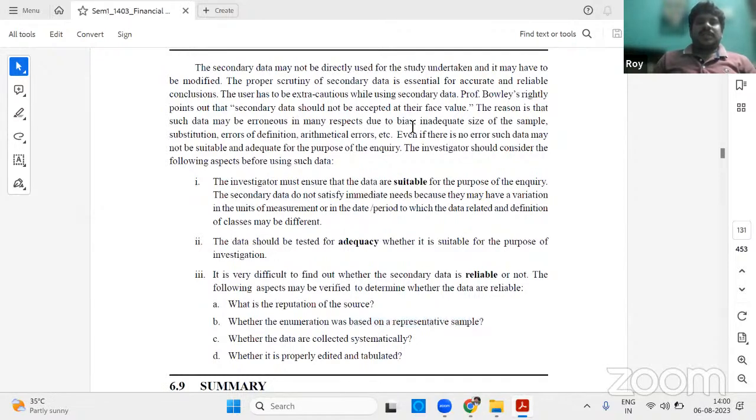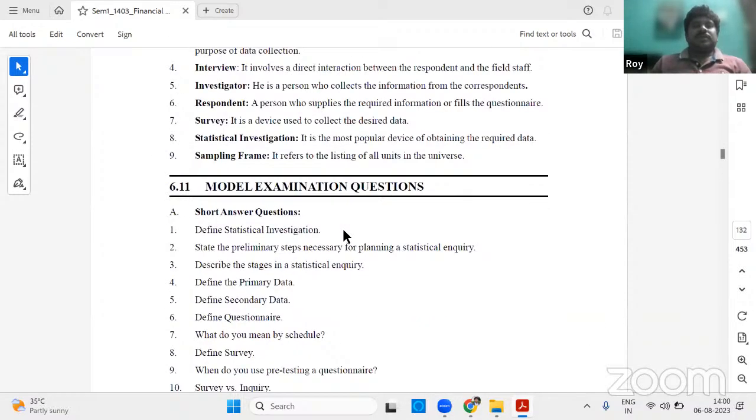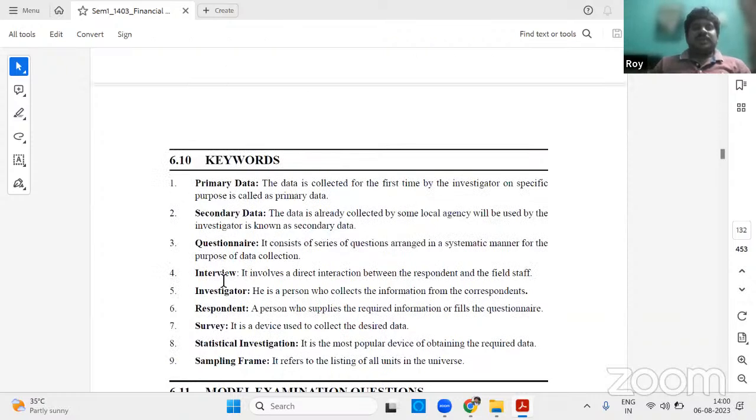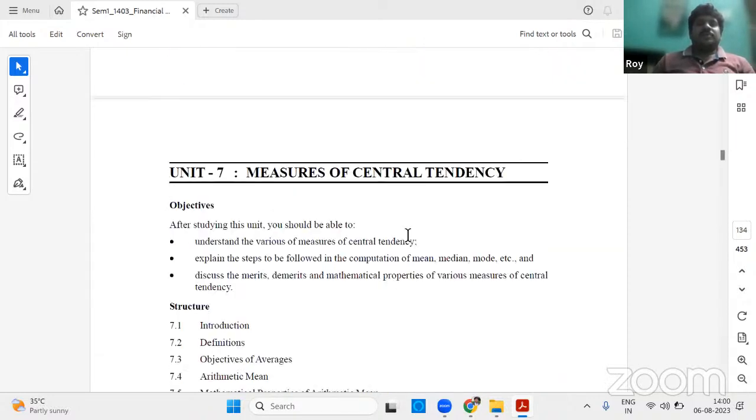The data should be collected systematically, and properly edited and tabulated. Very important to understand. So that covers primary data, secondary data, questionnaire, interview, investigation, correspondence, survey, sampling frame. We understood. Now let's go to measures of central tendency.